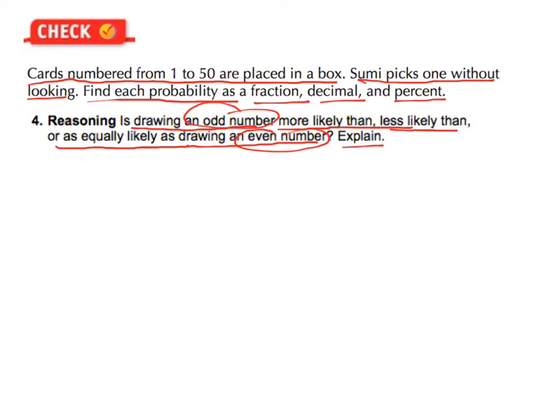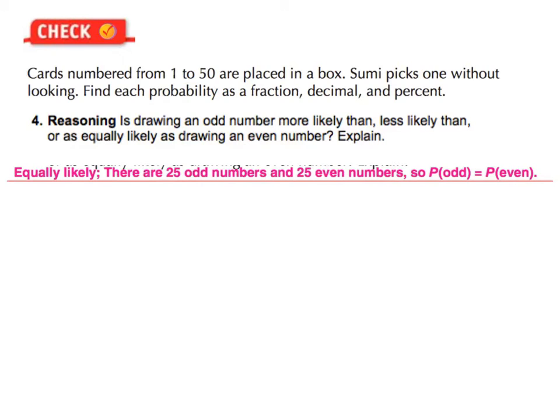They will remain the same because the odd numbered cards and the even numbered cards are going to be the same. So equally likely, there are 25 odd numbers and 25 even numbers. So the probability of drawing an odd number will be equal to the probability of drawing an even number.